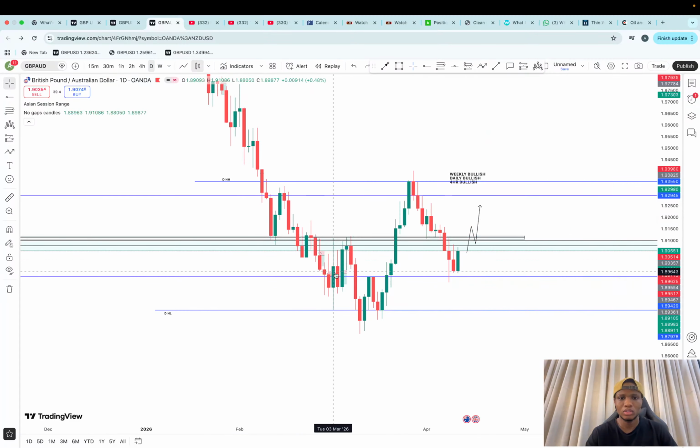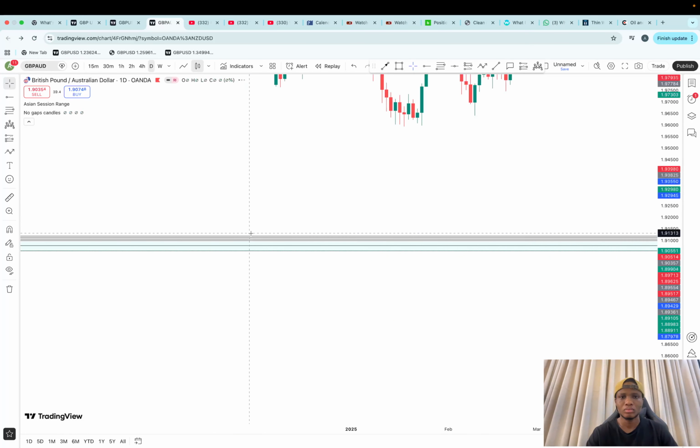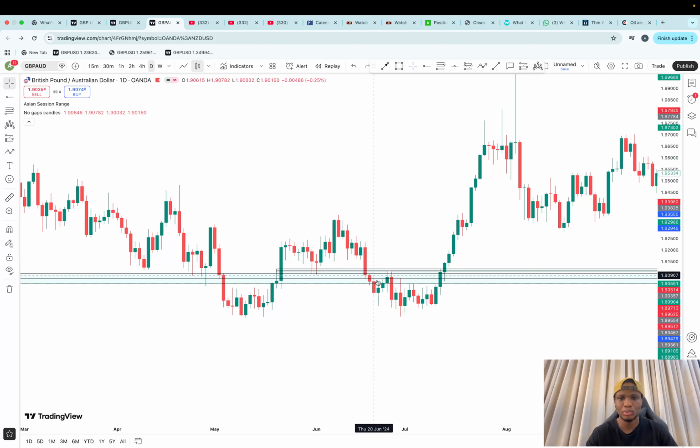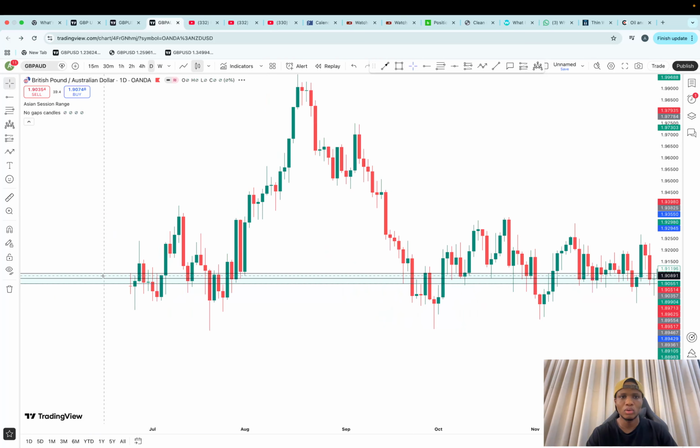Alright, whenever we are below the zone, resistance. Whenever we are above, support. A very clean area of interest. Whenever we are below, resistance. Whenever we are above, support.